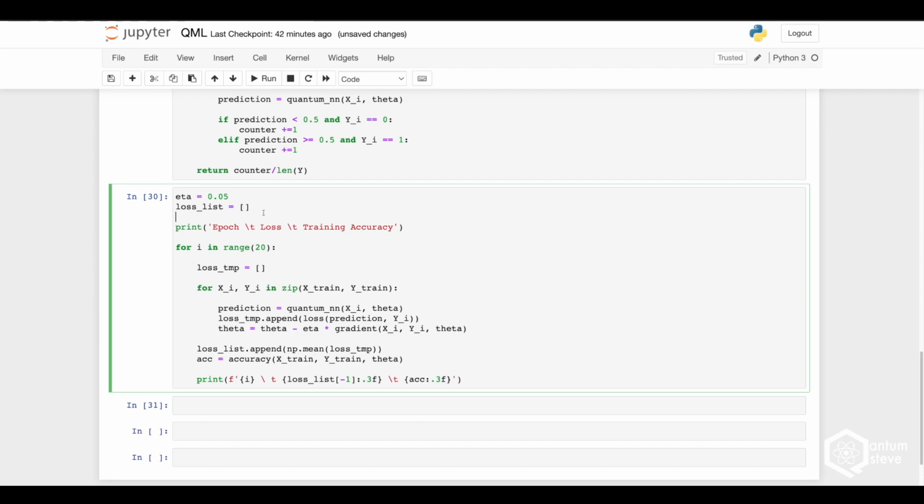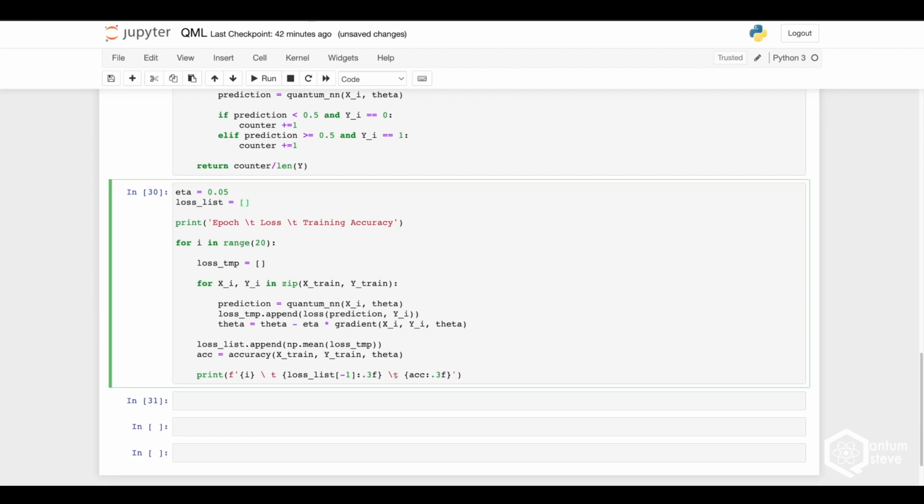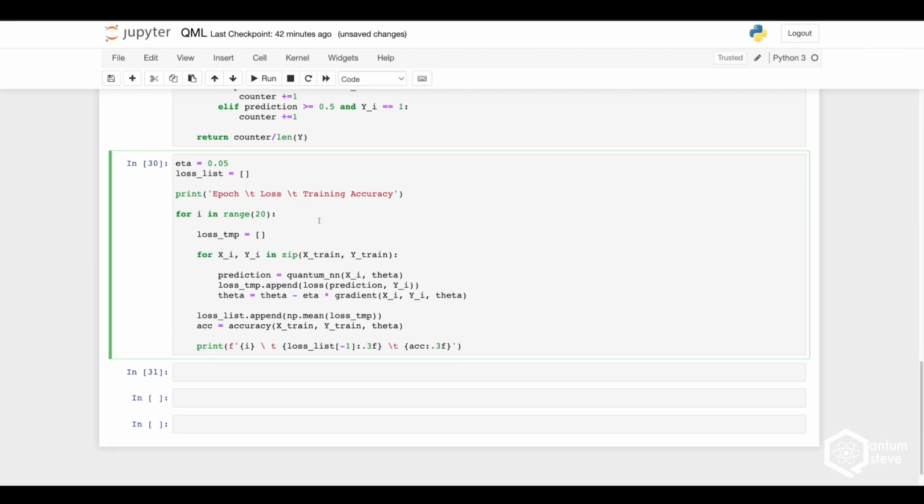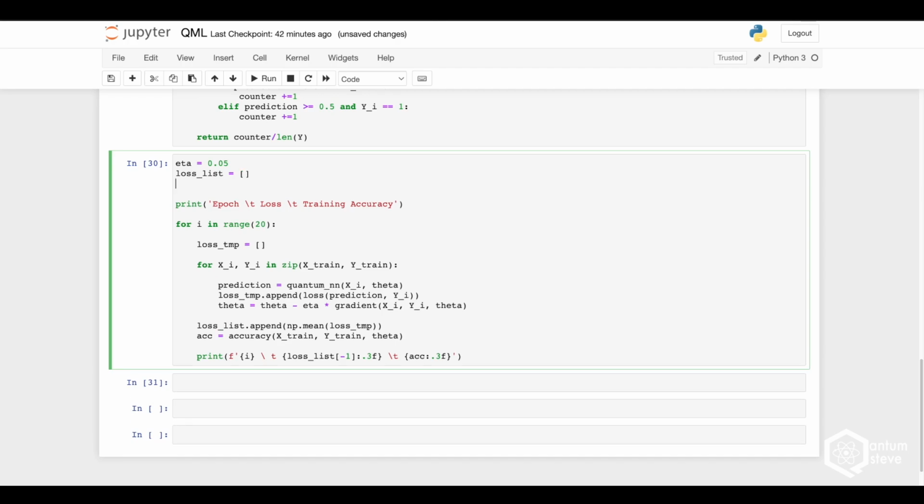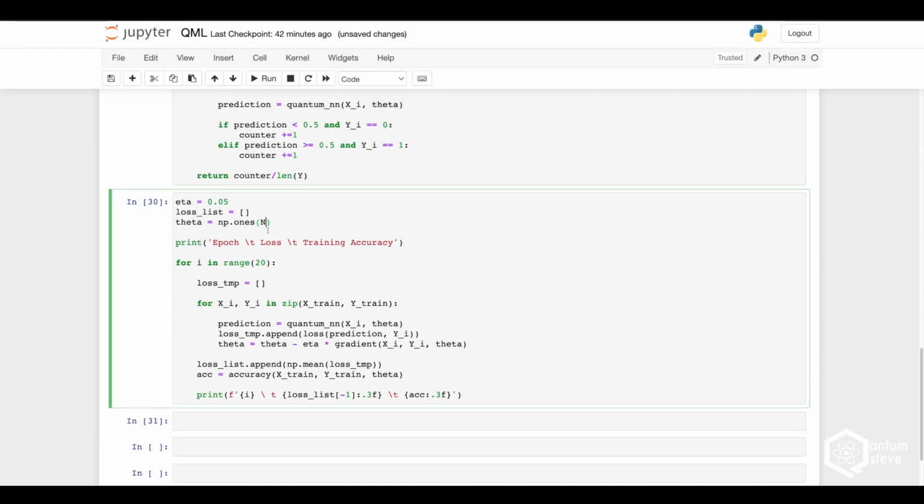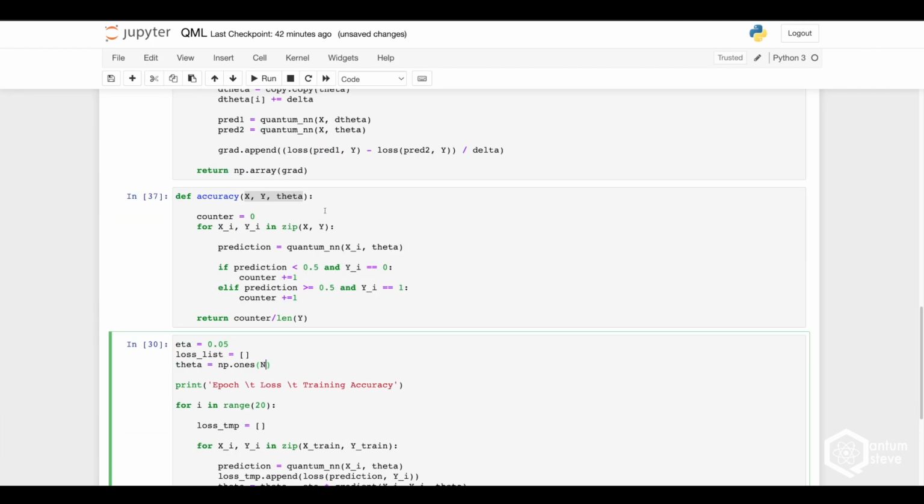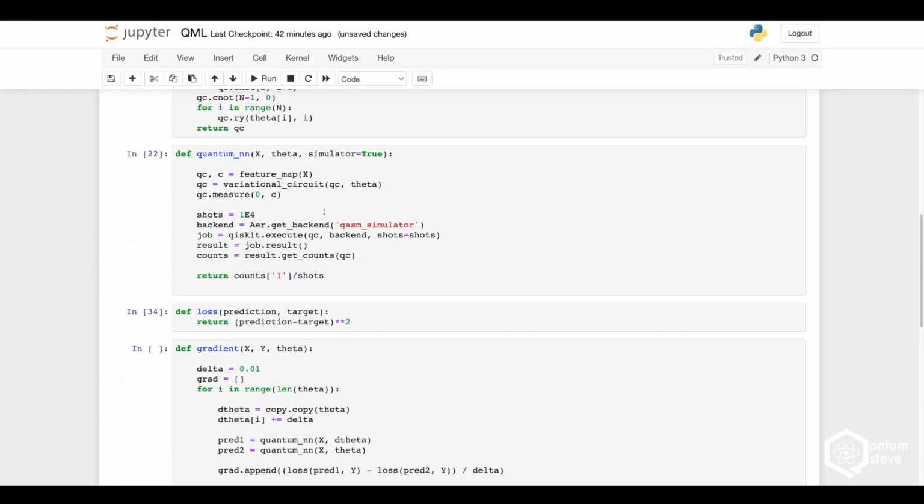Okay, so now we're almost finished. I've just now put here a print function just to see the progress of our training. And now I just need to initialize our variational parameters. So theta, I'm just gonna be initializing them with ones. And so now let's just check. I think this is all we need. Let's just go up real quick.